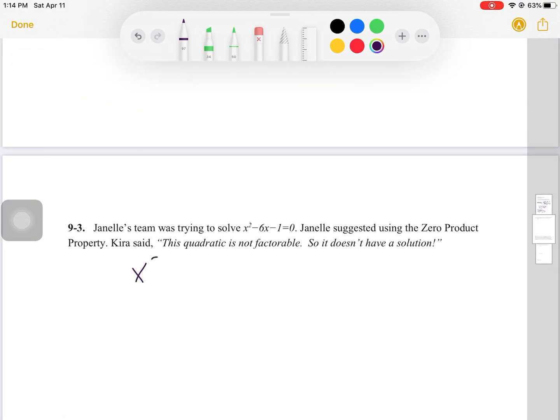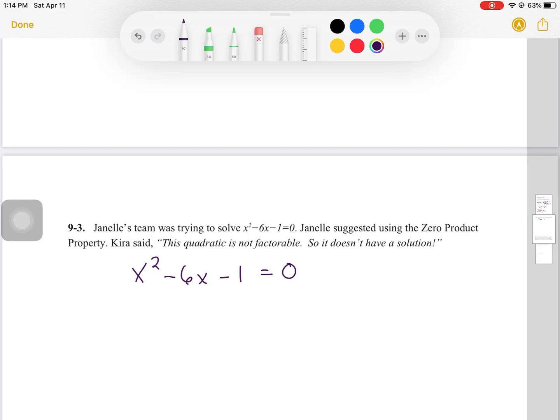So we're going to take a look at this next problem. This next one is x squared minus 6x minus 1 equals 0. It's already set equal to 0, so it seems like it's ready to use the zero product property and apply that here. The trouble is, and as Kira in this problem has suggested, we can't factor it.